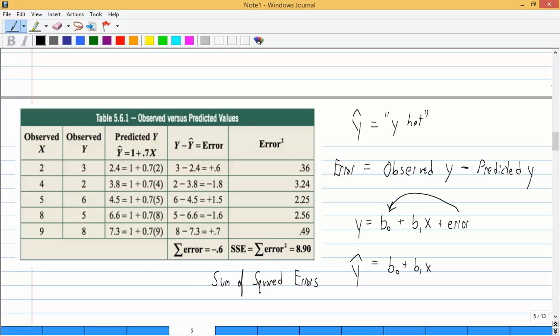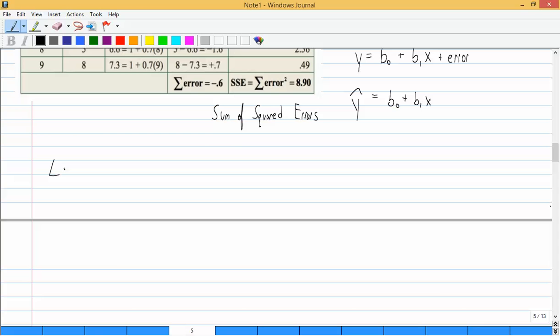Alright, the method that we actually have to use to find that line is called the least squares line, since it has the smallest sum of squared errors. The least squares line. Alright, and that we pick up in the next section.